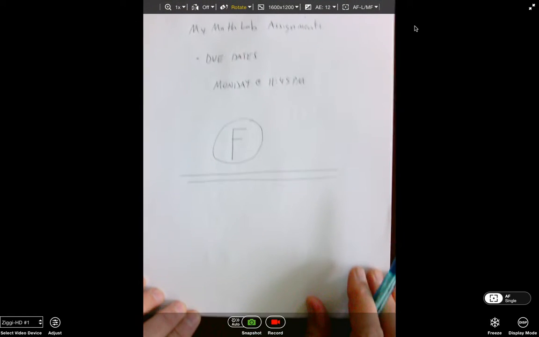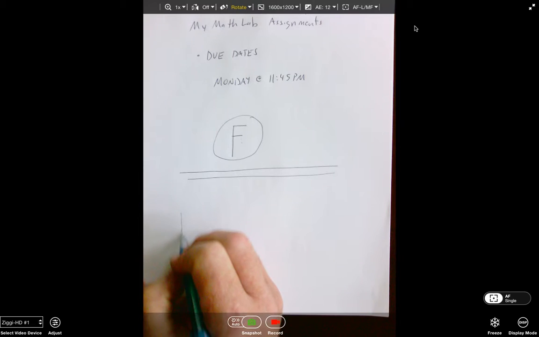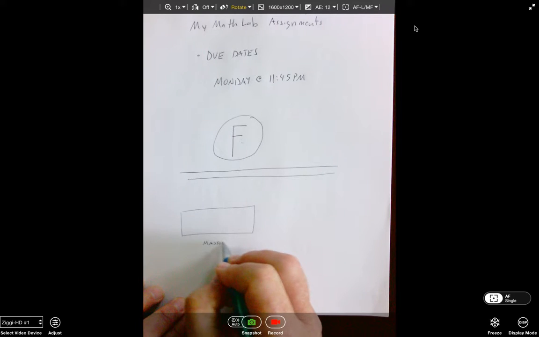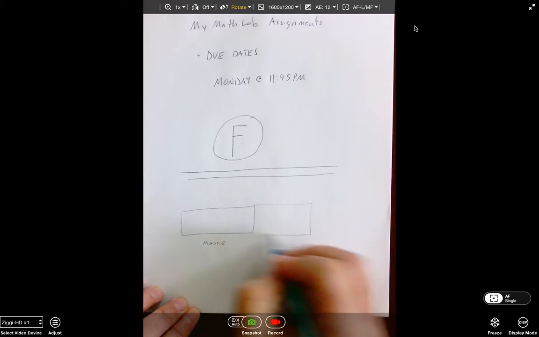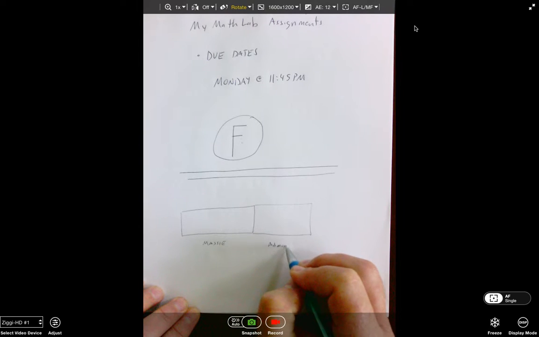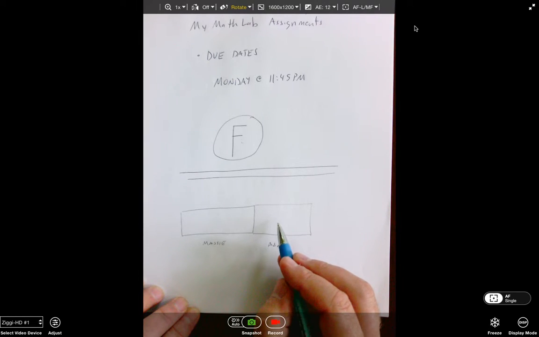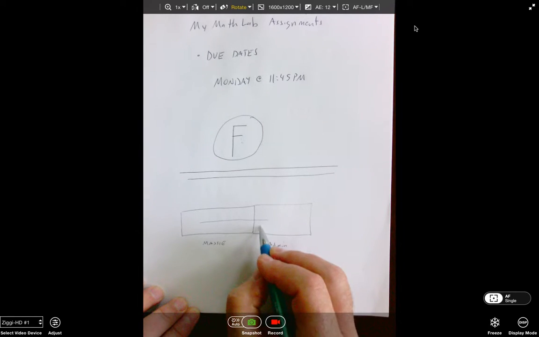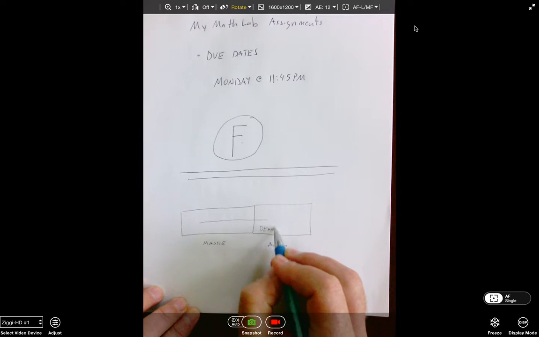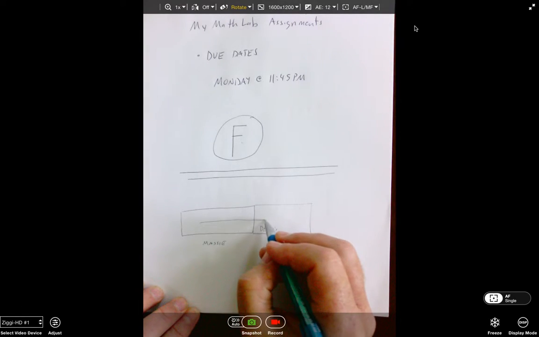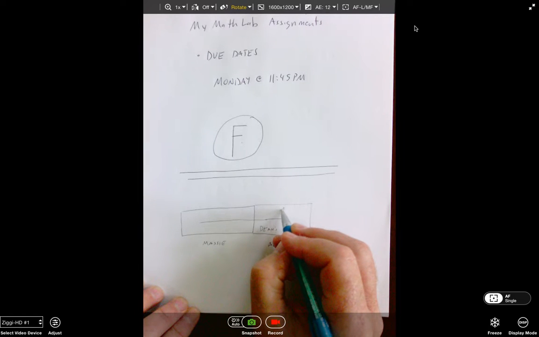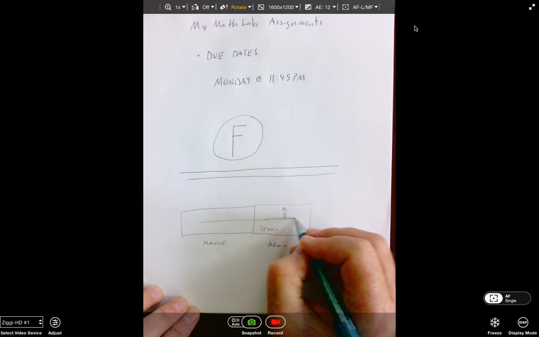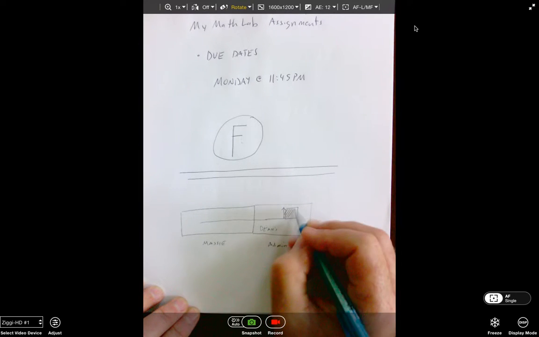Now, if you've never been to the math lab, this is kind of the way the math lab works. You've got Massey Hall, which is connected to the administration building. Now, my office is actually in the administration building. But if you come down the hallway, as soon as you go into the administration building, you're going to see the dean's office on the right. After you go past the dean's office, you're going to see a hallway that goes down to the left. The math lab is this room right here.